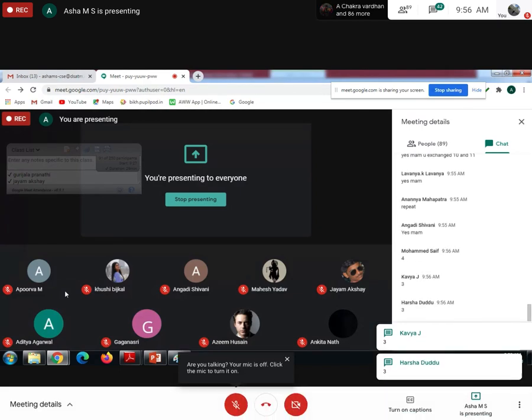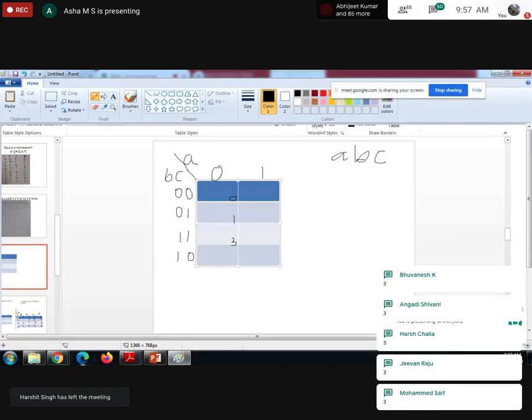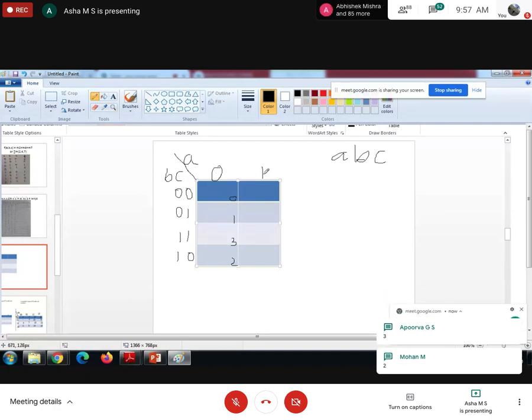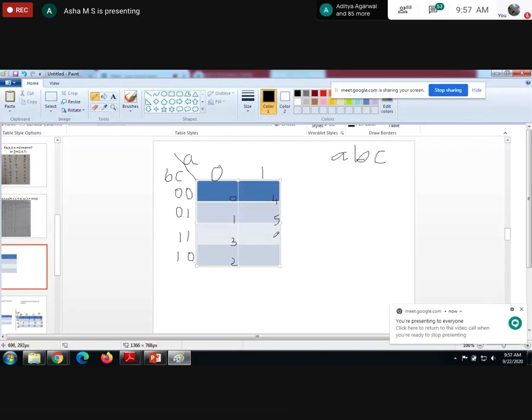So 011 is the decimal equivalent of 3. 010 is the decimal equivalent of 2. Now 100 is the decimal equivalent of 4. 101 is 5. 111 is 7. 110 is 6. So here we have interchanged these two values, right? Here we have interchanged these two values. So the cell numbers are also interchanged here.